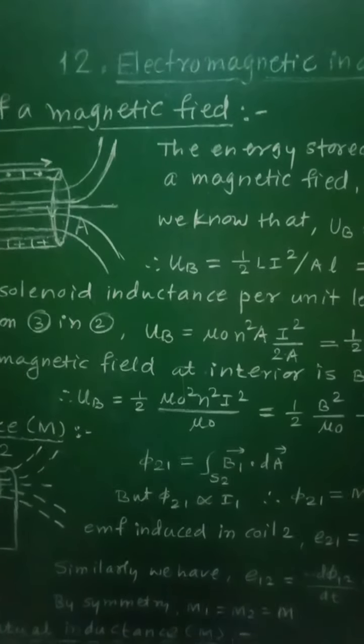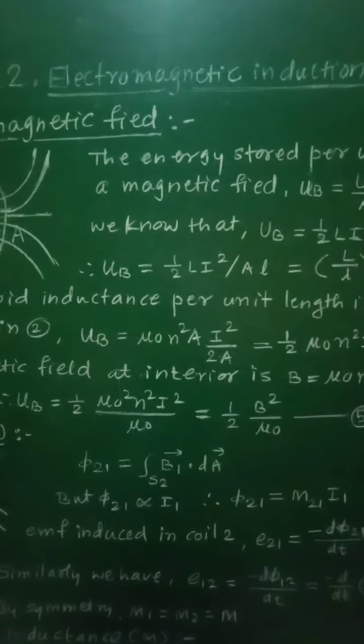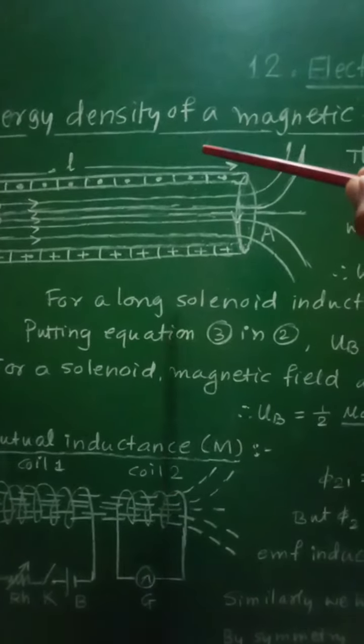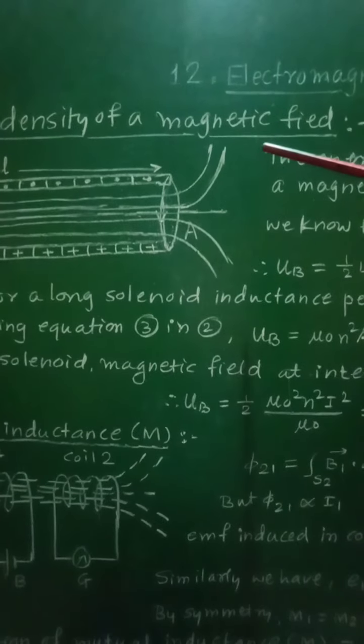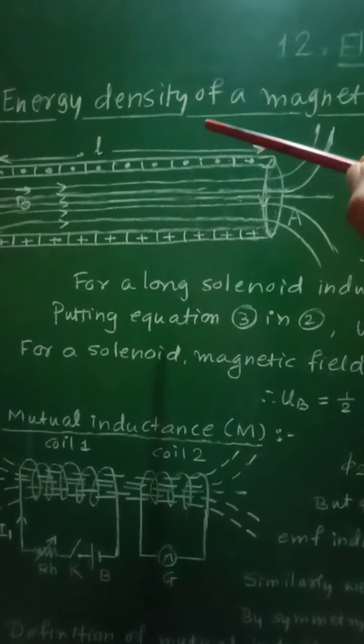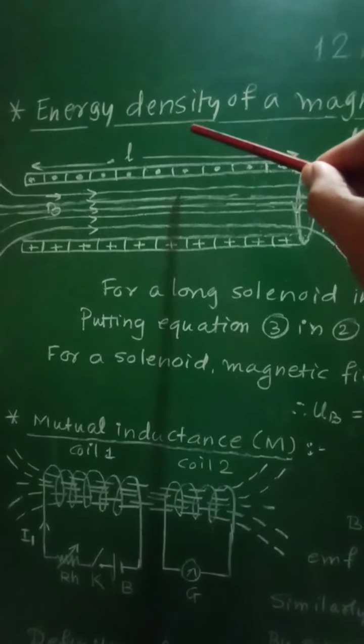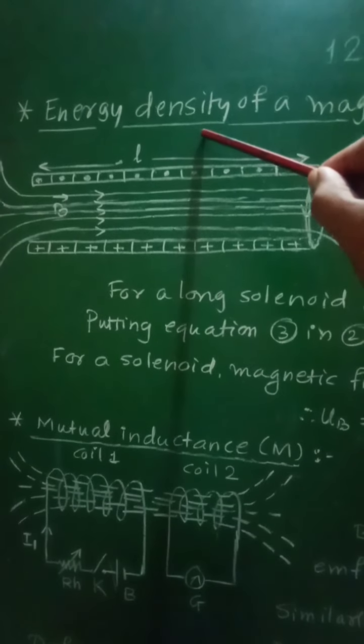Class 12th Subject Physics, 12th chapter Electromagnetic Induction. From this chapter let us see the energy density of a magnetic field, that is energy stored per unit volume in a magnetic field is called as energy density.